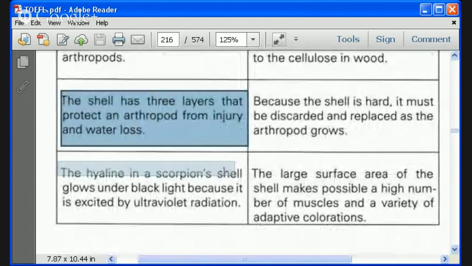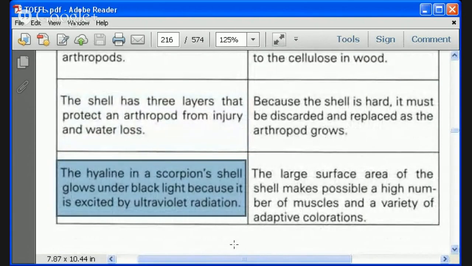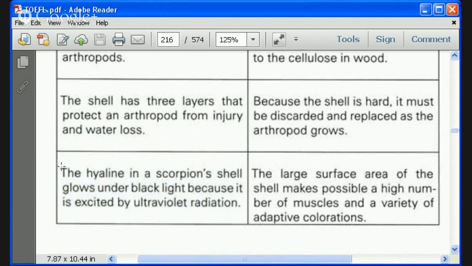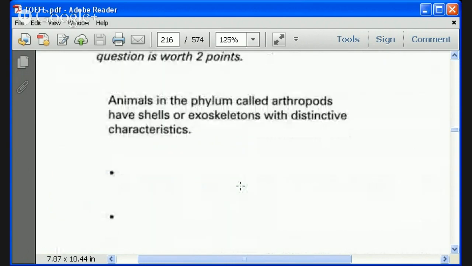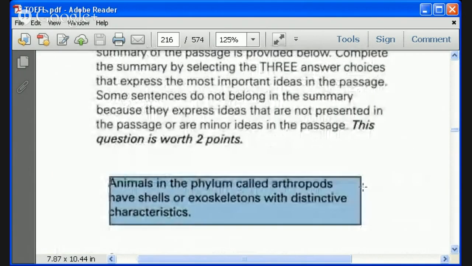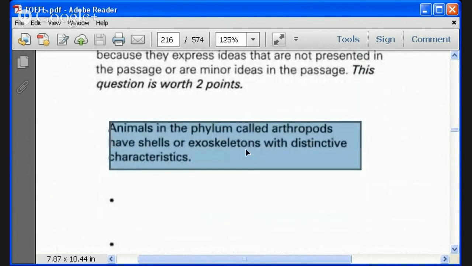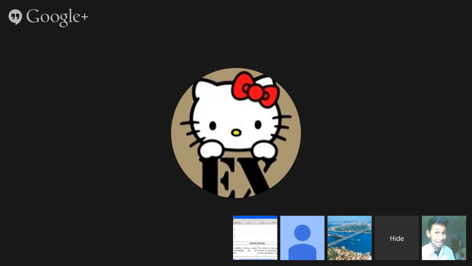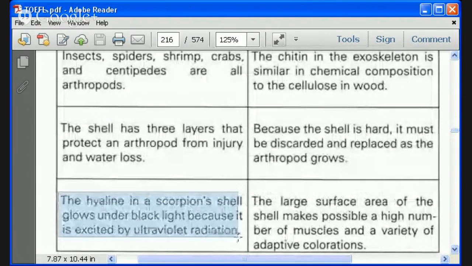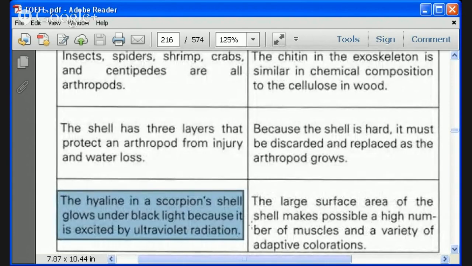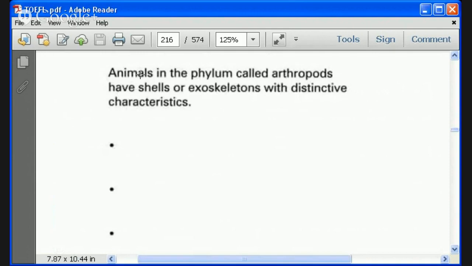Heidi. Let's try this one. The hyaline, or hyaline, I don't even know how to pronounce it, in a scorpion shell glows under black light because it is excited by ultraviolet radiation. Heidi, would you consider this statement to be an underlying or a main important idea related to this? Heidi, are you there? Okay. Would you consider this statement, the hyaline in a scorpion shell glows under black light, to be related to this statement?